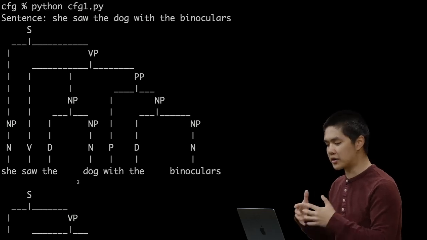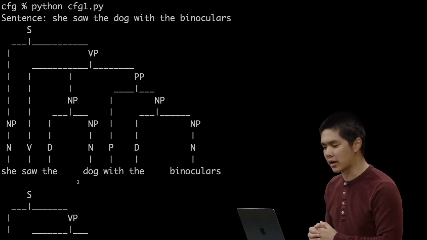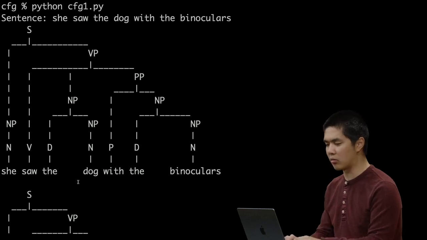So she saw the dog, and she used the binoculars in order to see the dog as well. So this allows us to get a sense for the structure of natural language, but it relies on us writing all of these rules. And it would take a lot of effort to write all of the rules for any possible sentence that someone might write or say in the English language.